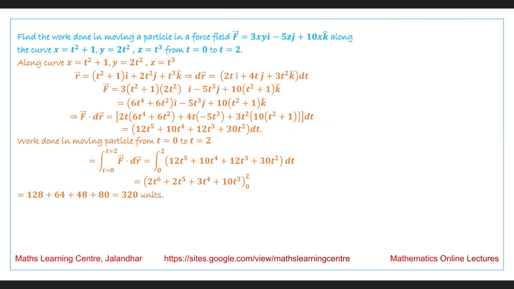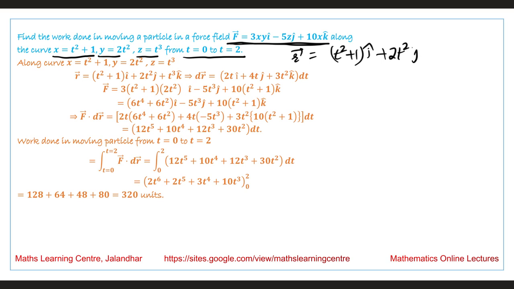Next we have is find the work done in moving a particle in a force field. This is the force field given along the curve x is equal to t square plus 1, y is equal to 2t square, z is equal to t cube, and t is varying from 0 to 2. So the value of r that we have is (t square plus 1) i cap plus 2t square j cap plus t cube times k cap.